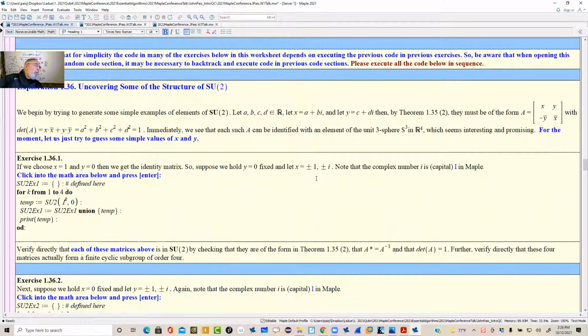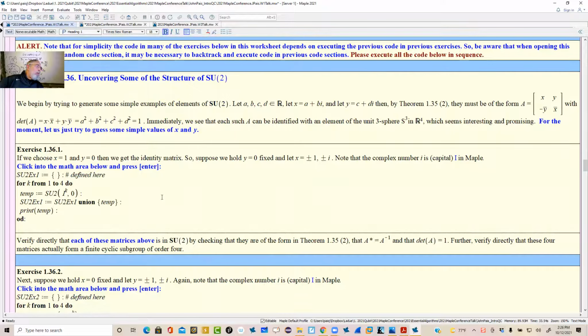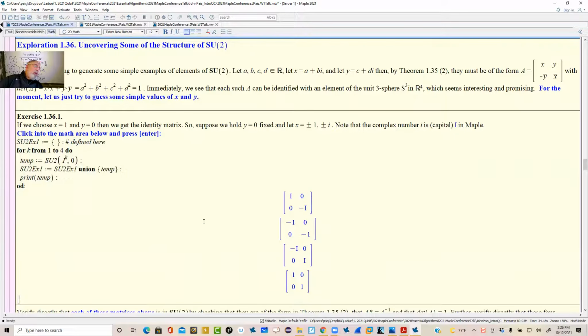I'll just show you a little bit of this, and then I'm going to go on, because there's a limited amount of time in this talk, and I'm about halfway through now. What we're going to do is take the identity matrix, which is a unitary transformation, and replace the 1 in the upper left-hand corner by plus or minus 1 and plus or minus i, so that'll generate 4 more matrices. And when we do that, we'll get this, okay?